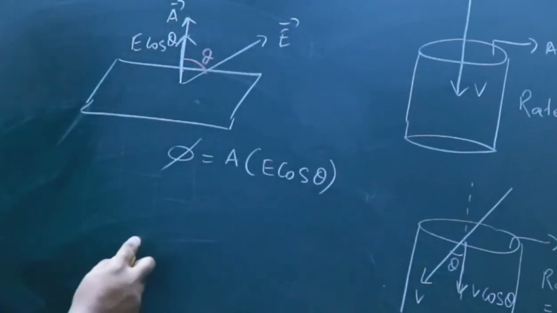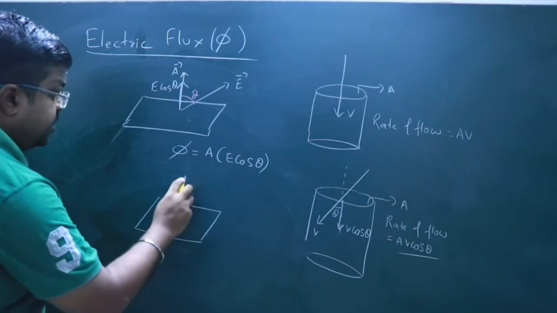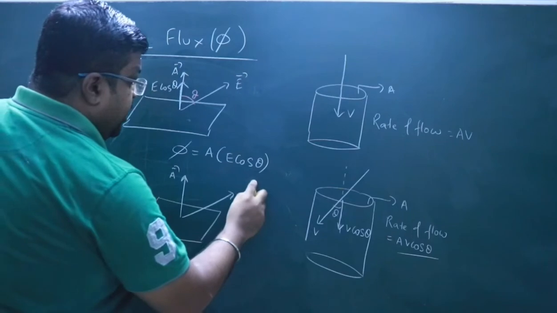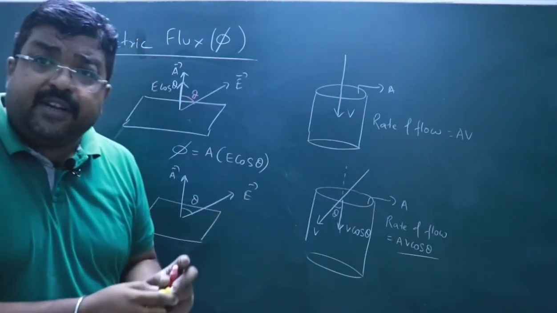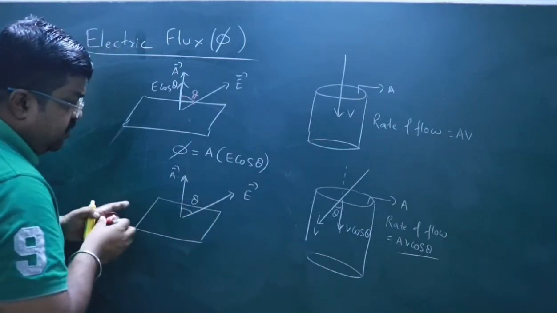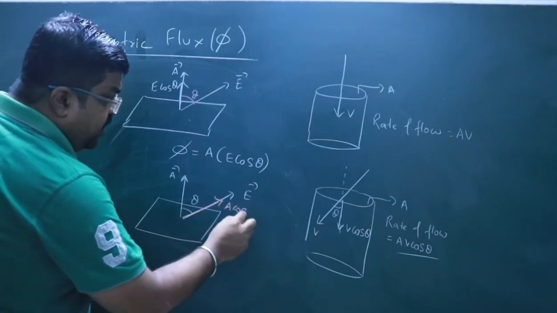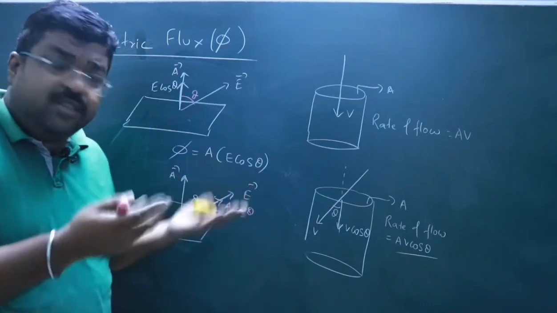Okay, now similarly for the same area, this is the area vector, this is the direction of the electric field, and this angle is theta. Theta is the angle between the area vector and the direction of the electric field. So if this is A, and this is theta, this component will be A cos theta. A cos theta is the component of the area vector in the direction of the electric field. What does it mean?